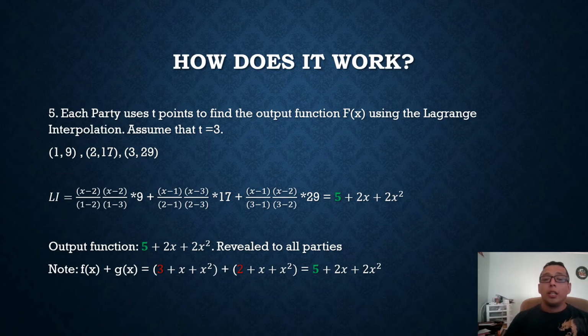And here, as you can see, using the Lagrange interpolation, we get 5 plus 2x plus 2x squared. This is the output function, and it is revealed to all parties. And this makes sense because 3 plus 2 is 5. So we were able to compute the sum without revealing the secret values of party 1 and party 2.